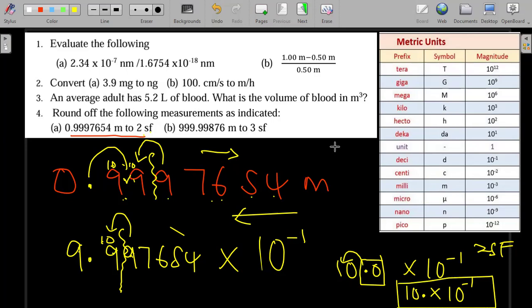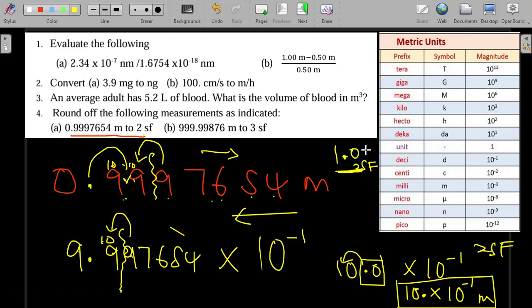Or the first one that I wrote was 1.0. So you can express it as 1.0, two significant figures. Or 10 point, and don't forget this point here because it's the one that makes this 0 significant. So 10 point and then times 10 to the power minus 1 also gives us two significant figures.